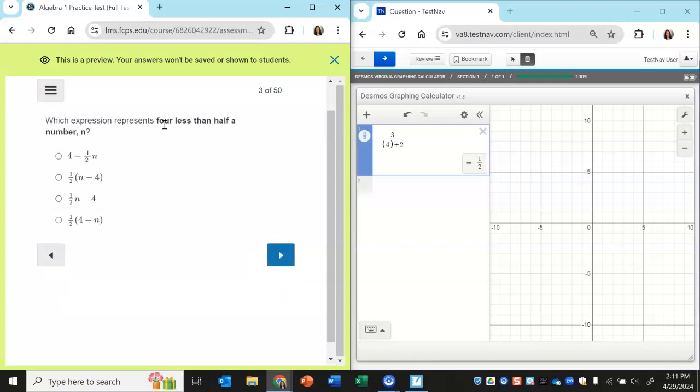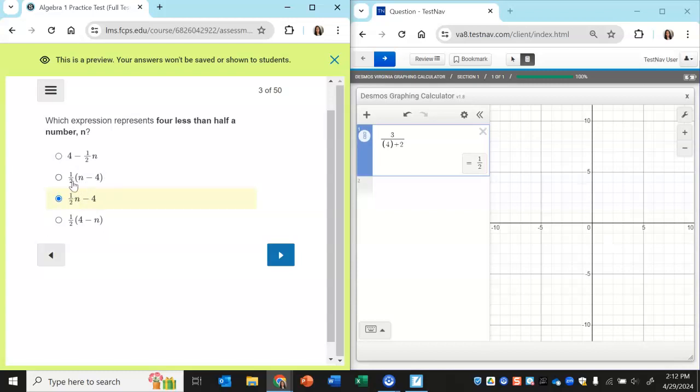It says here, which expression represents 4 less than half a number? And so this one, Desmos will not help you. This is just something you have to know how to do. But remember that less than means these two get switched. So half of a number, right there, they all have half a number. Less than 4, so half a number less than 4, right there.